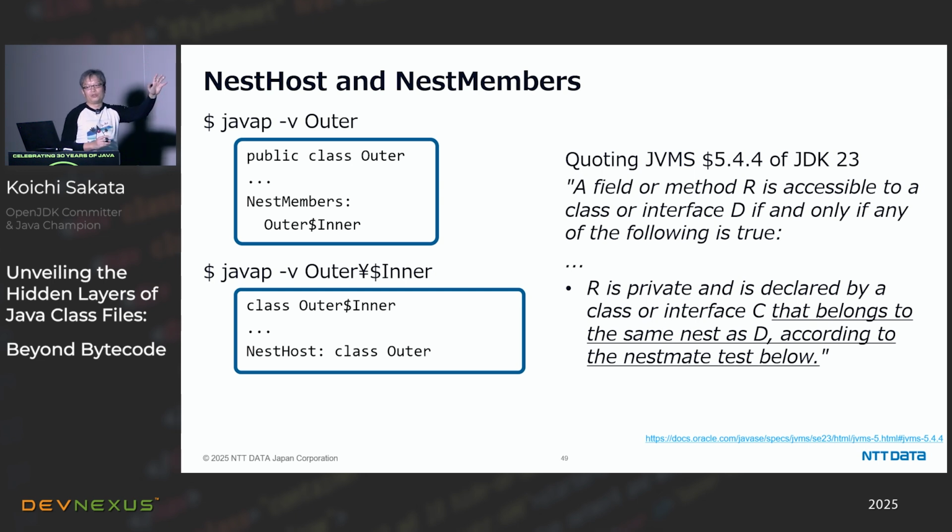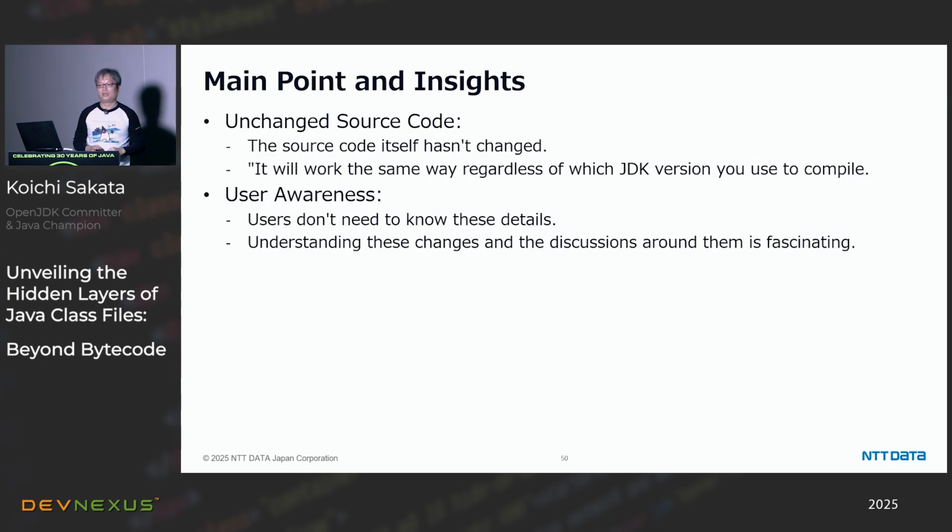The JVM specifications also introduced the concept of nesting, allowing private method calls from nested classes. This is the key point, highlighting the differences in class file content between JDK 10 and JDK 11. The main point is that the source code itself hasn't changed, but it will work the same way regardless of which JDK version you use to compile. Although users don't need to know these details, understanding these changes and the discussions around them is fascinating.